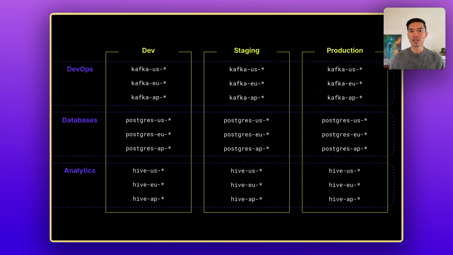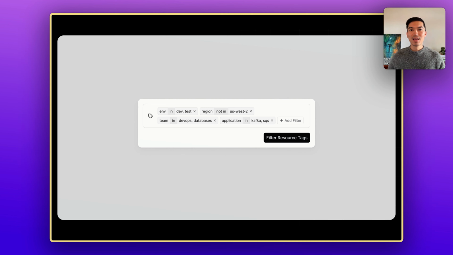Tags add context to a resource, making it easy to know where it lives or what team owns it. Tags make it easy to organize and manage a large number of resources within your network. When you need to find specific resources, you can quickly filter using resource tags. For example, you can search for resources owned by the databases team that live anywhere other than US West 2, that are part of your latest project, or some combination of all of these.